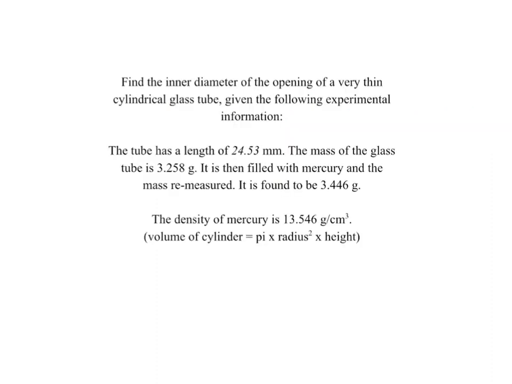Our next practice problem, and our final one. Find the inner diameter of the opening of a very thin cylindrical glass tube, given the following experimental information. The glass tube has a length of 24.53 millimeters. The mass of the glass tube is 3.258 grams. It is then filled with mercury, and the mass remeasured is found to be 3.446 grams. The density of mercury is 13.546 grams per cubic centimeter, and the volume of a cylinder equals pi r squared times the height.